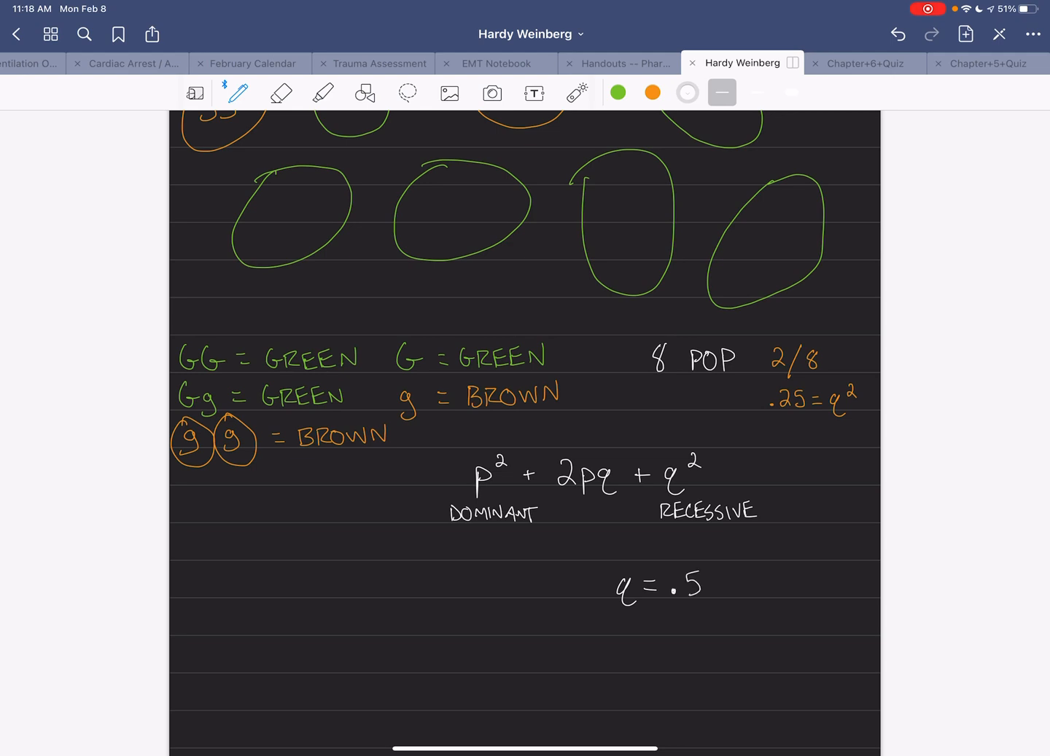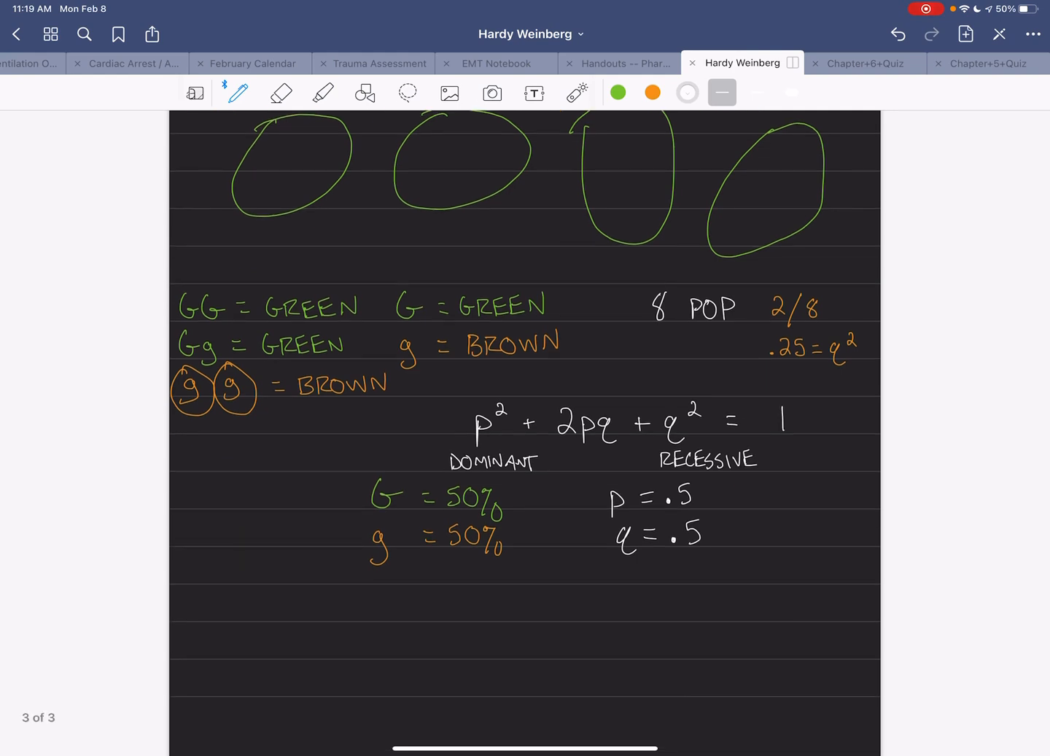Here's the thing, though, is that p and q always have to equal 1. So if q is 0.5, well, p is also 0.5. And what we're actually finding here is our percentage, so it's 50% our percentage of recessive alleles and our percentage of dominant alleles. So what I believe this means is our Gs can be found in 50% of our population, and our recessives can be found in 50% of our population here, okay? This is going to be set to 1.